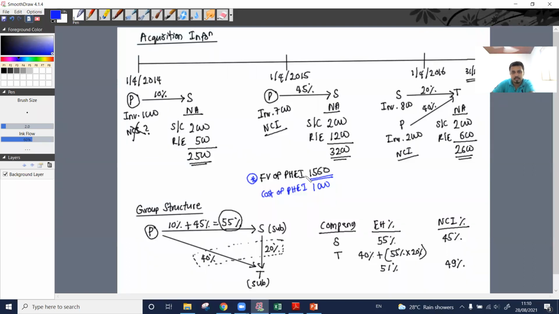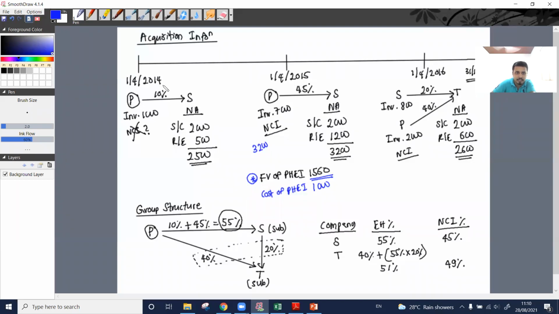So this is the only new thing that we have met. What about the NCI here? NCI of S, the same way. Net assets as at the acquisition date, or on the date where it becomes a subsidiary for us.